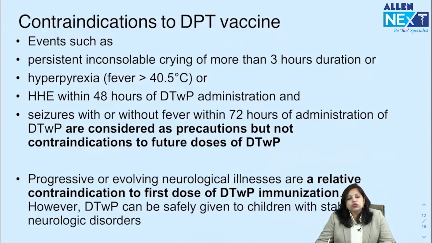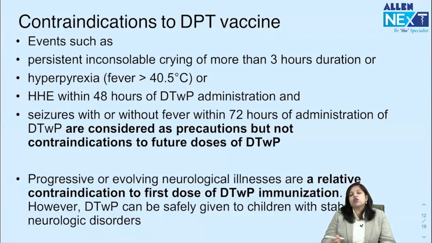And of course, as I was telling you, events such as persistent inconsolable crying for 3 hours duration, or hyperpyrexia of more than 40.5 degrees centigrade, or HHE, hypotensive, hyporesponsive episodes occurring within 48 hours of DPT vaccination. And of course, the fourth one also, that if seizures occur with or without fever within 72 hours of vaccination, they are just considered as precautions for further administration of DPT, and they are not considered contraindications. This should be very clear. Of course, there is one relative contraindication, and that is progressive or evolving neurological illness.